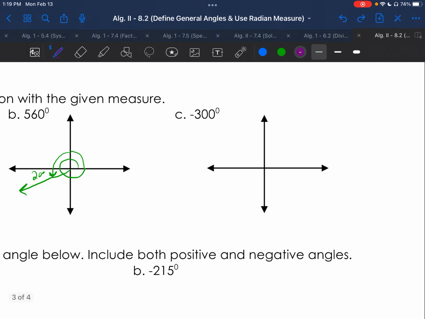Negative 300 degrees, meaning we're starting south of the x-axis and going clockwise now. So not all the way around, but 60 degrees short of that, so probably around there. Like I said, it was 60 degrees short of all the way around, meaning that the rest of it would be that negative 300 degrees.